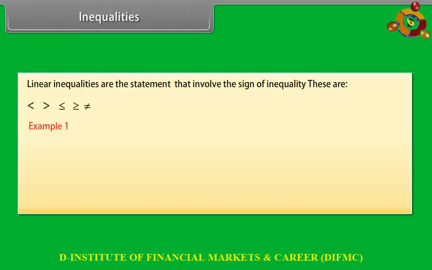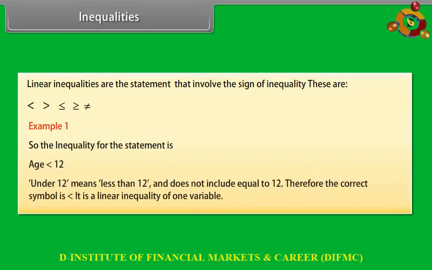Example 1. To enter a junior writing competition, you must be under 12 years old. So, the inequality for the statement is age is less than 12. Under 12 means less than 12 and does not include equal to 12. Therefore, the correct symbol is less than. It is a linear inequality of one variable.